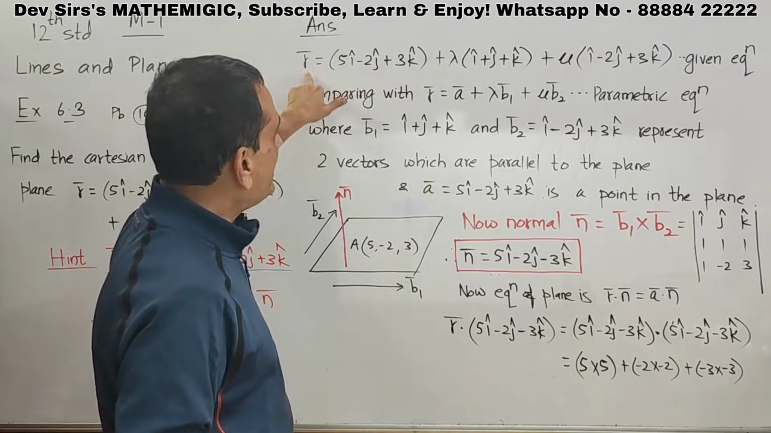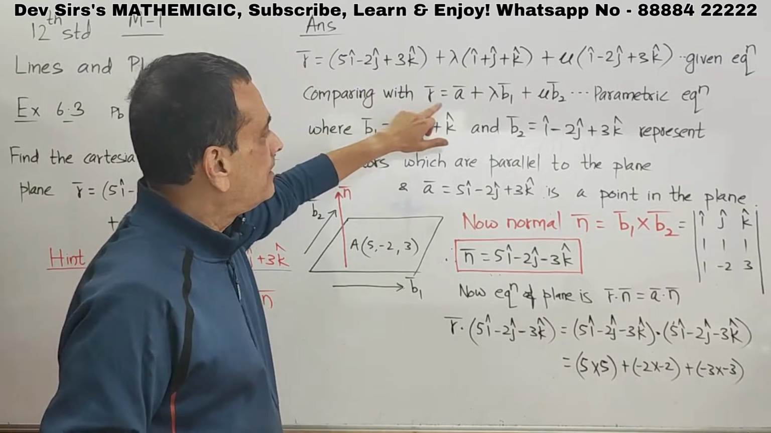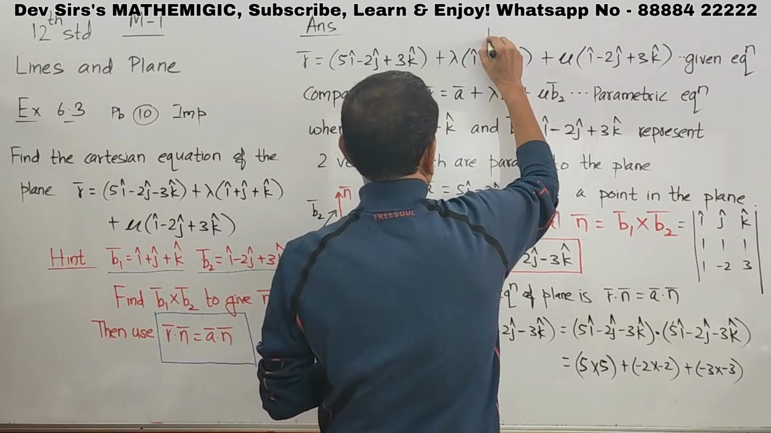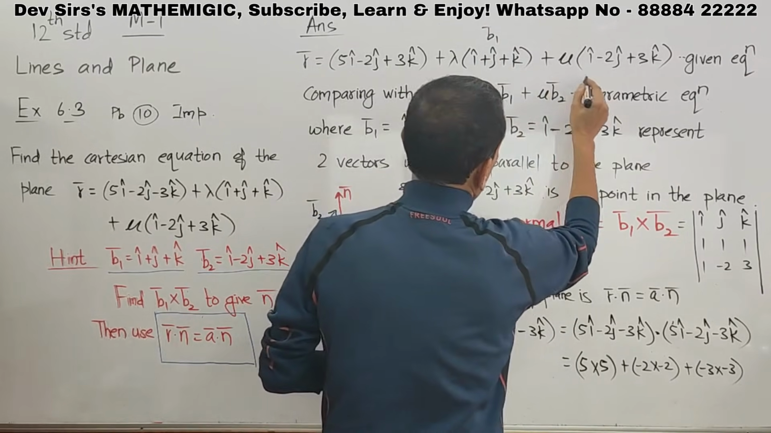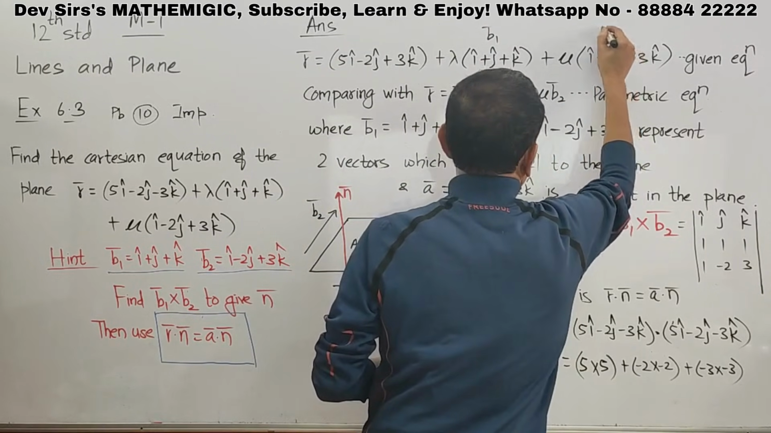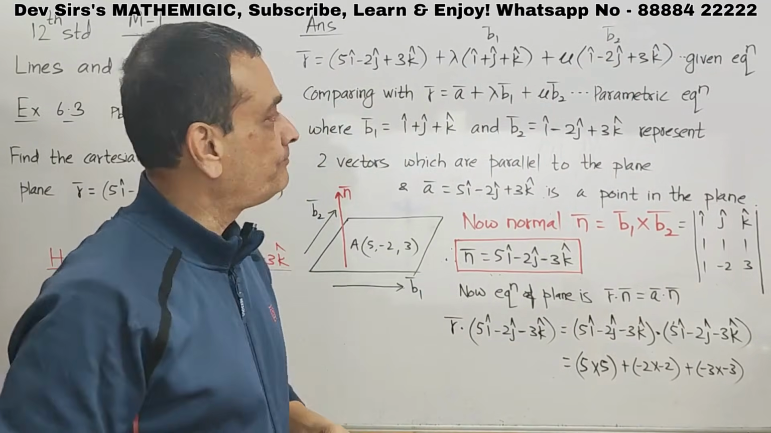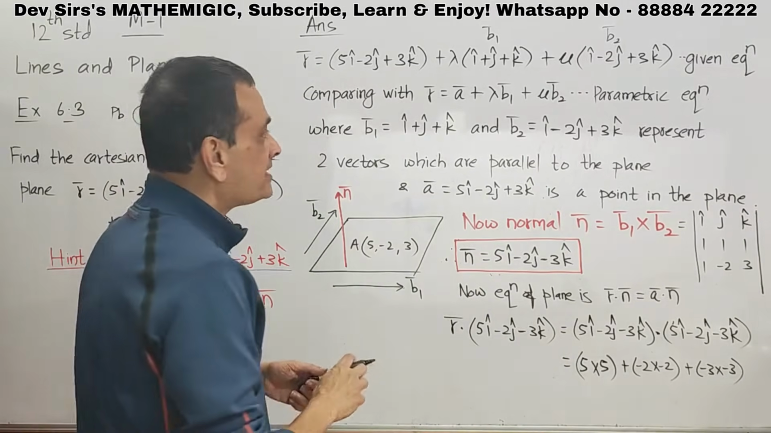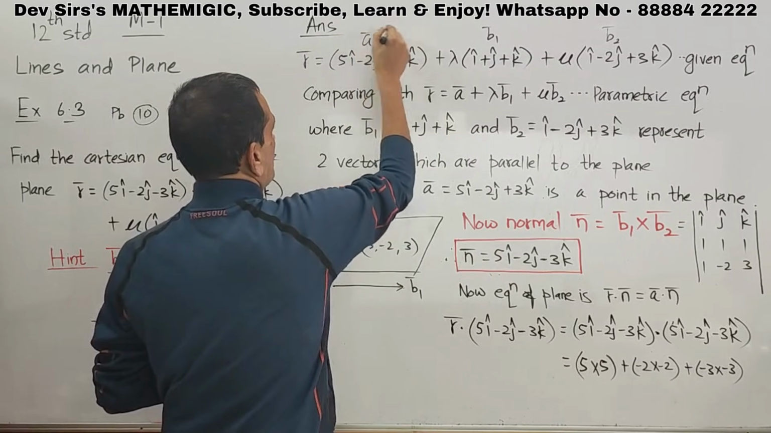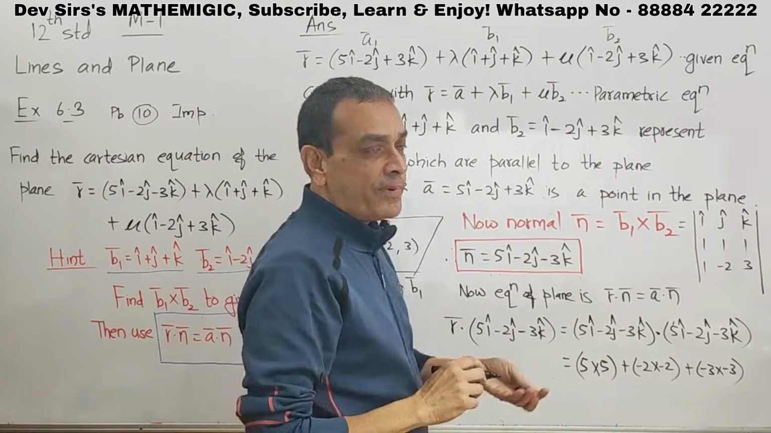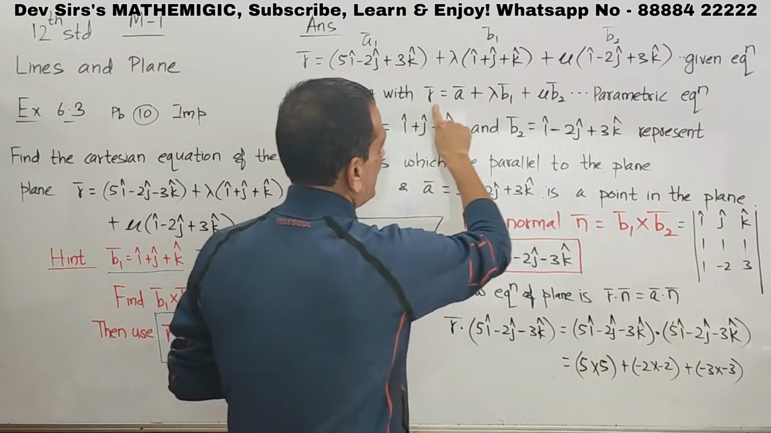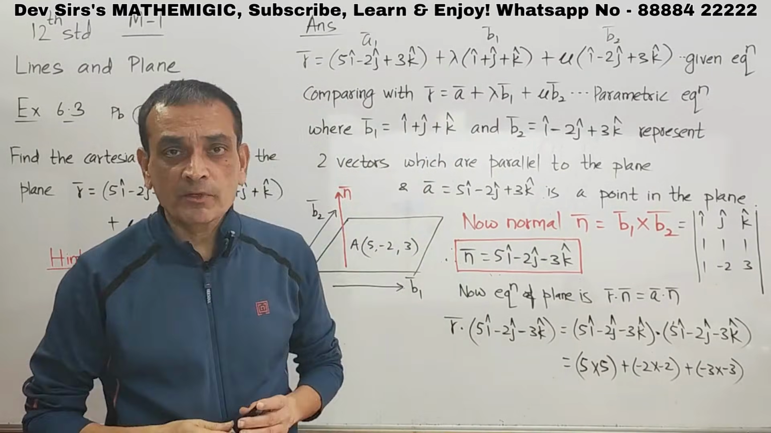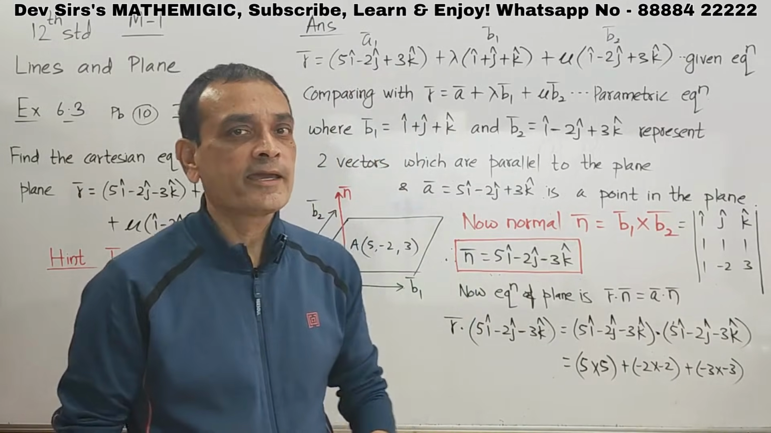Comparing with R bar equal to A bar plus lambda B1 bar plus mu B2 bar: the first bracket is taken as A bar, the second bracket is taken as B1 bar, and the third bracket is taken as B2 bar. B1 and B2 are two vectors. This is called the parametric equation, or equation of the plane in parametric form, which is given to us. They have asked us to find the equation of the plane in Cartesian form. तो देखेंगे क्या method है actually.